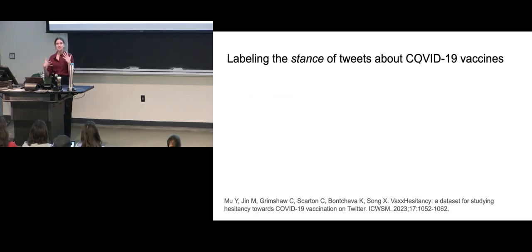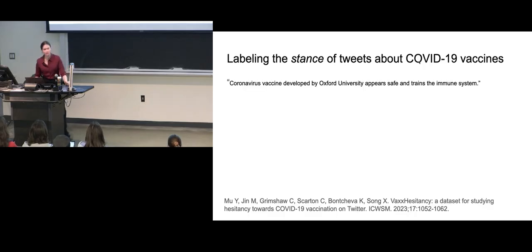This involved looking at people's tweets about vaccination and labeling the stance of those tweets. So this is a classification problem of sorts, where you look at a tweet, and these are some real ones.